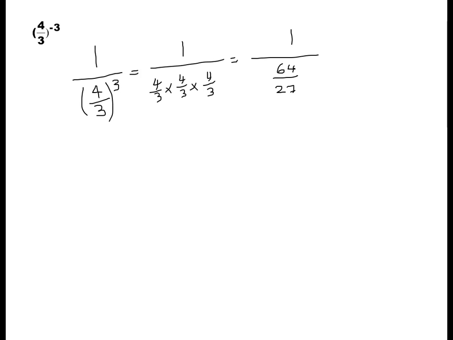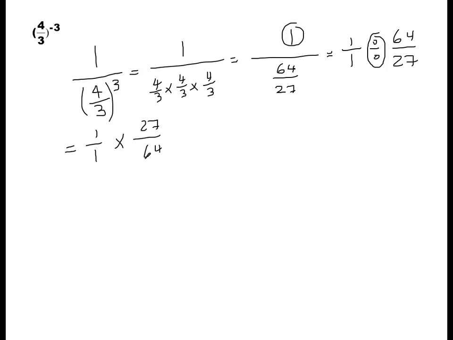Now, how do you divide a number by a fraction? It's very simple. The numerator, number 1, I write it as 1 over 1. And then the division, I write it like this, and then 64 over 27. If you remember dividing fractions, you will change division to multiplication, and then you flip the fraction. So you write this one as 1 over 1 times 27 over 64. And this is simply 27 over 64.